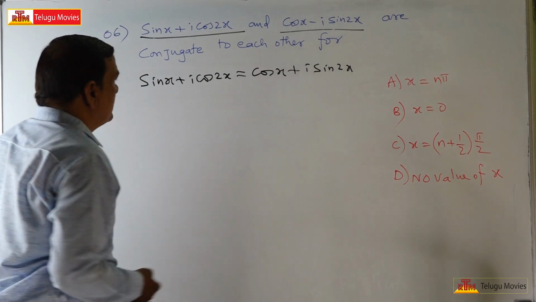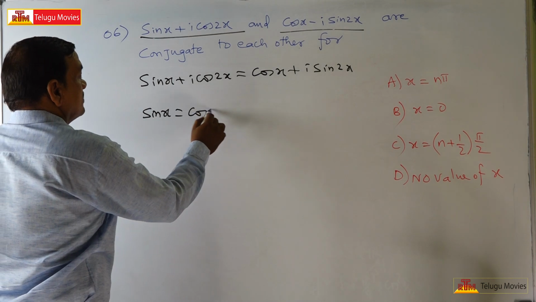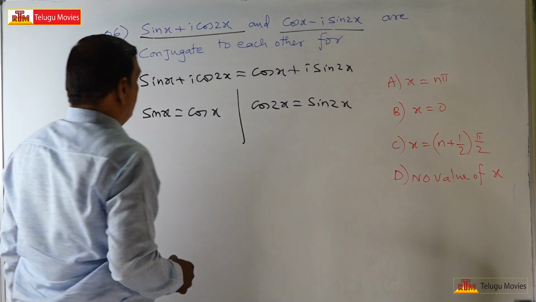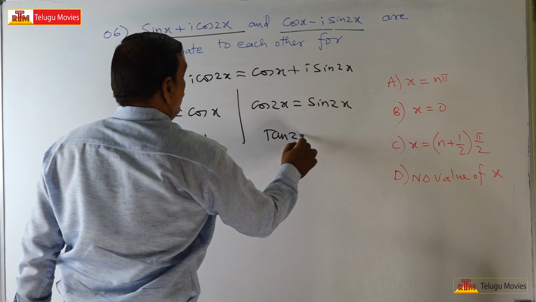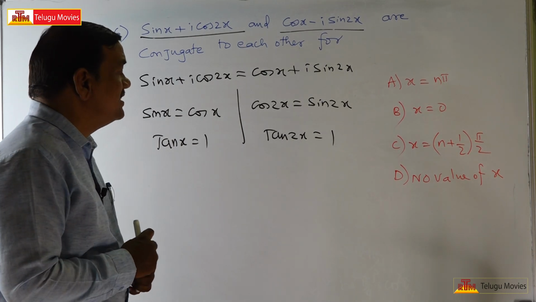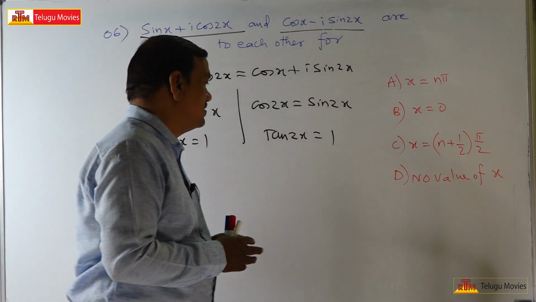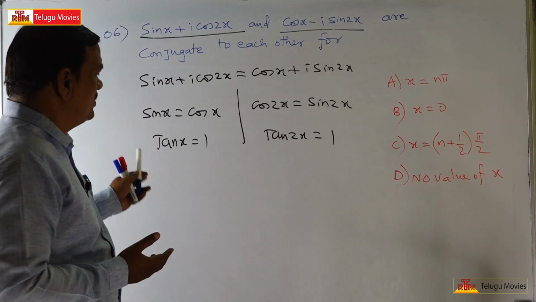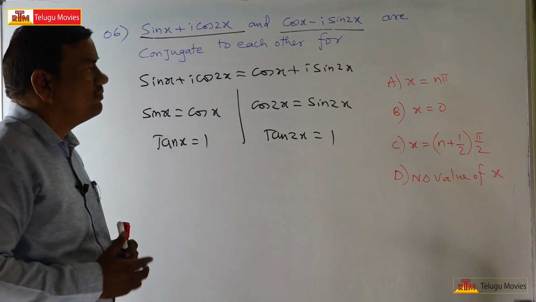Okay, now let us take the real part separately and the imaginary part separately. The real parts give sin x equals cos x, so tan x is equal to 1. Cos 2x is equal to sin 2x, so tan 2x is also equal to 1. From this you can easily check for what values both tan x is equal to 1 and tan 2x is equal to 1 hold. If you see that tan x is equal to 1 and also tan 2x is equal to 1, clearly for no value of x, but even then we will check.